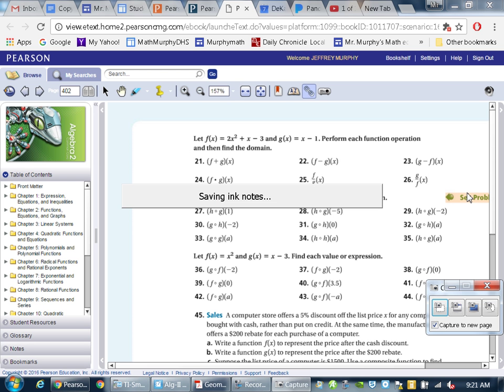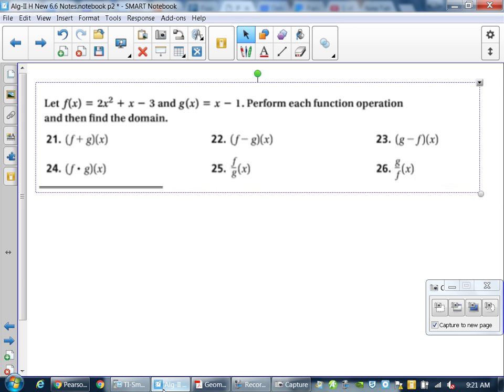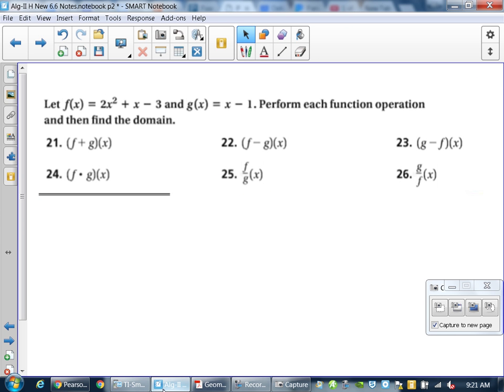Hey, watch out when you do your division stuff. You might be able to factor that f of x to make it simplify out further. Okay? That helps a little bit more for you, so you can get a better picture.